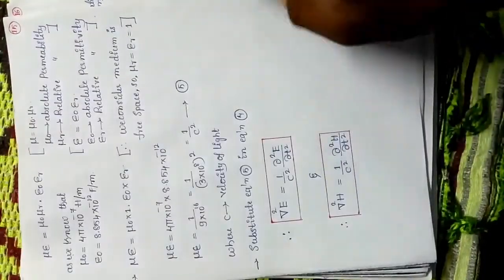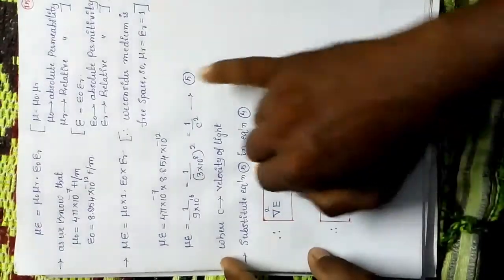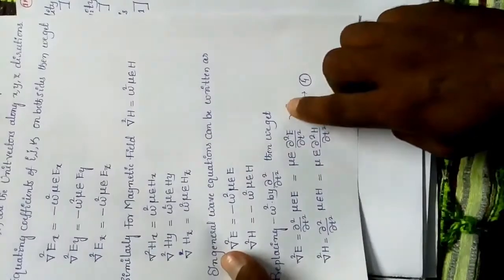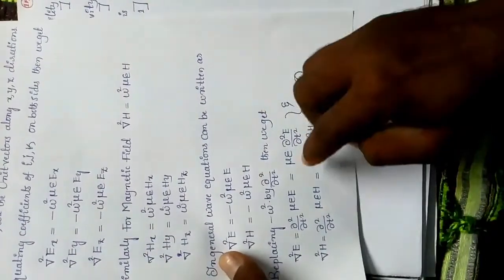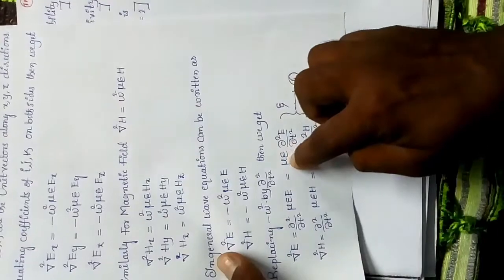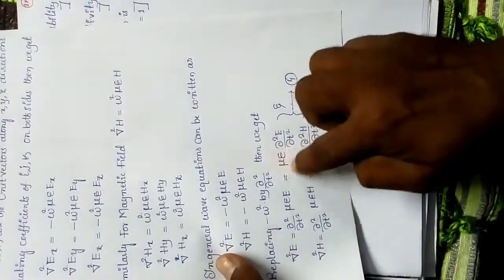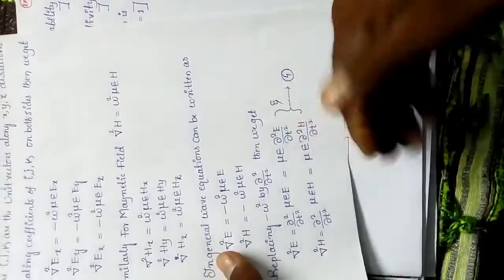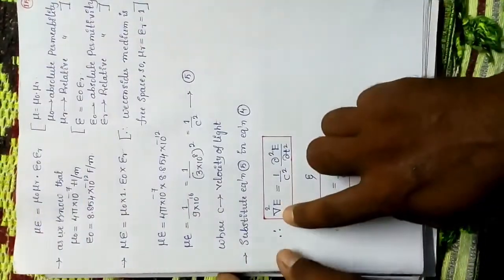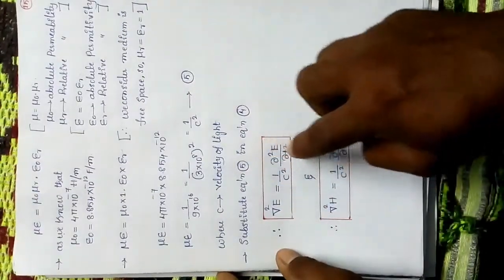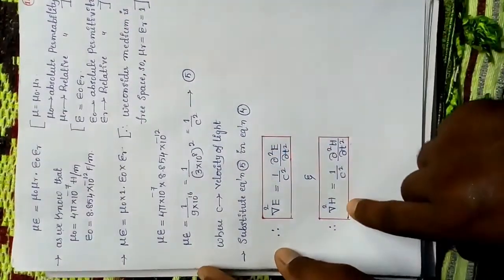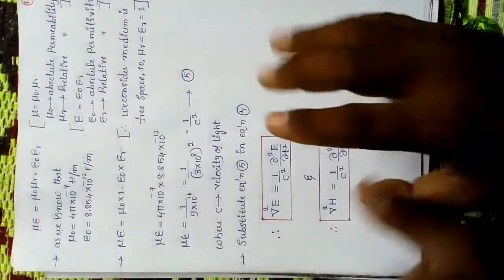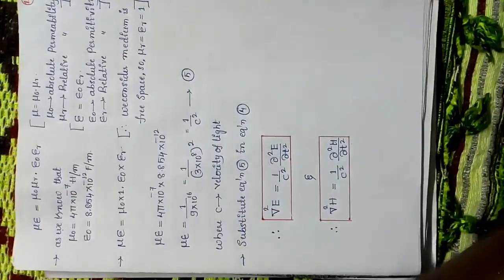So substitute equation 5 in equation 4, and this is equation 4. In this equation, in place of μ into ε, you substitute 1/c². So we get ∇²E = 1/c² into ∂²E/∂t², and ∇²H = 1/c² into ∂²H/∂t². I hope you all understood.